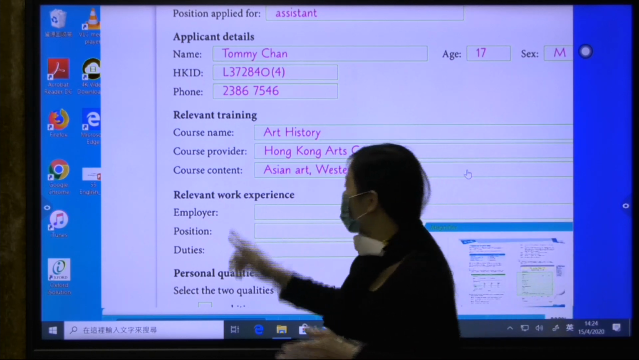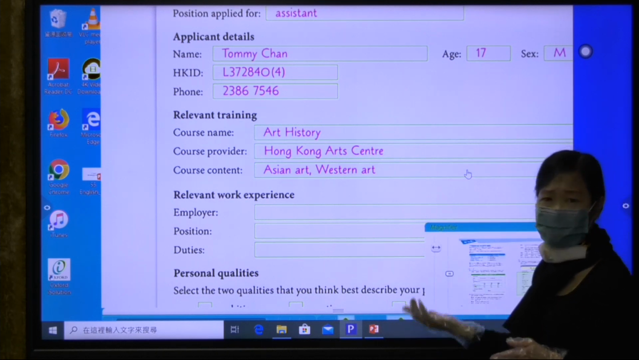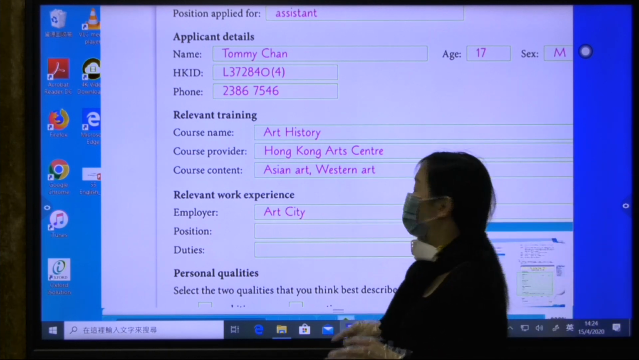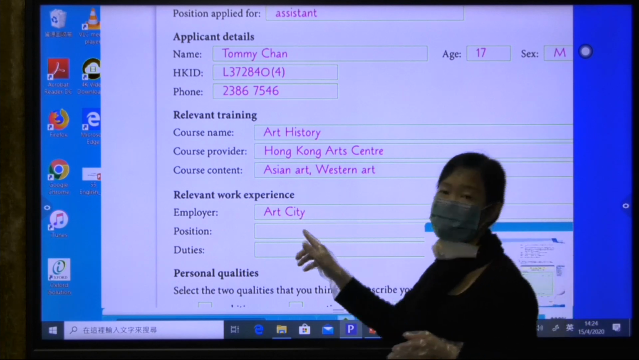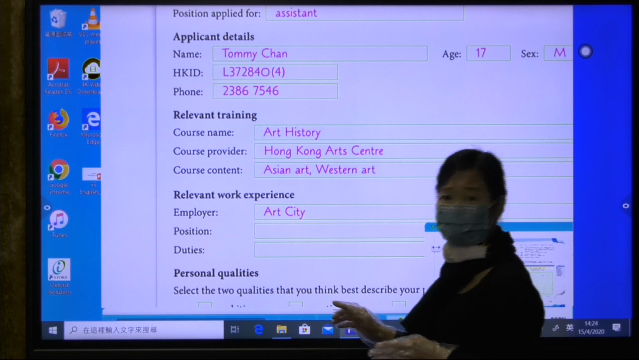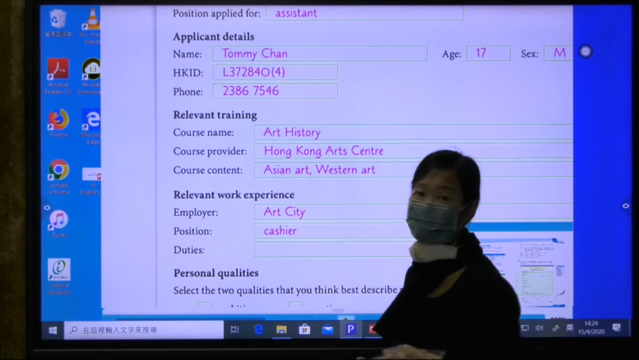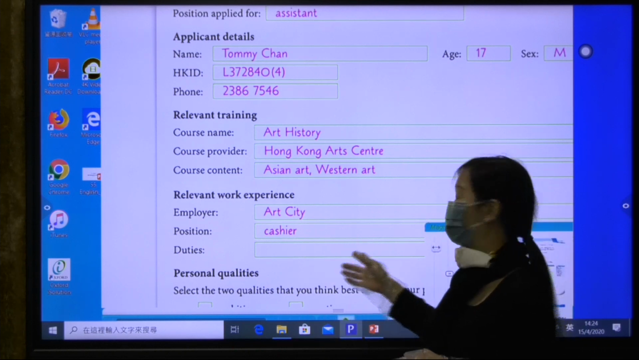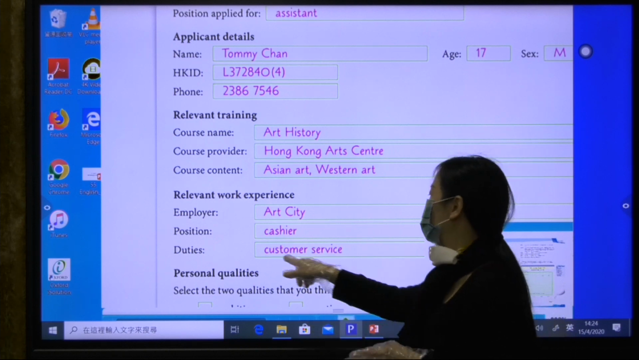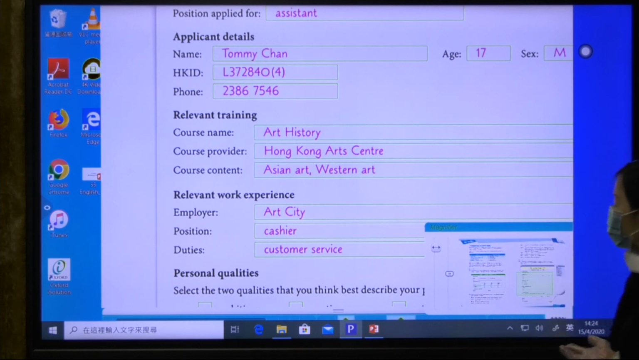And a relevant work experience. The relevant work experience was the previous employer of Tommy. It is a very fun place, and he liked that. Art City. And the position, what did he do there? He worked as a cashier, worked with the money there. And the duties, he wanted to put down customer service, to help the customers.